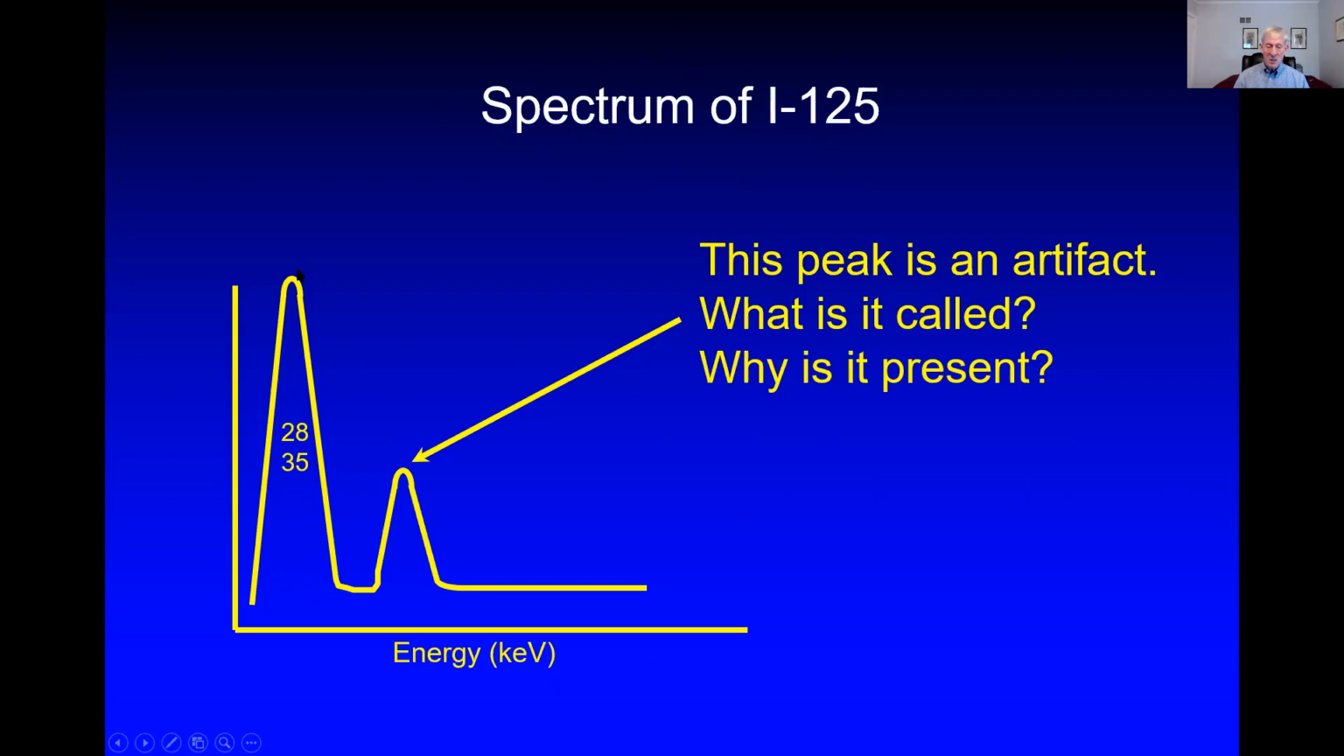This peak averages somewhere around 32 or so. The 28 keV X-rays and the 35 keV gamma rays fit in this peak, and we shouldn't be seeing another peak, but we always see it. And the area under this curve compared to the area under this curve has a fixed ratio. It's approximately 3 to 1. I don't know what it exactly is, but this peak has a name. What is it called and why is it there?